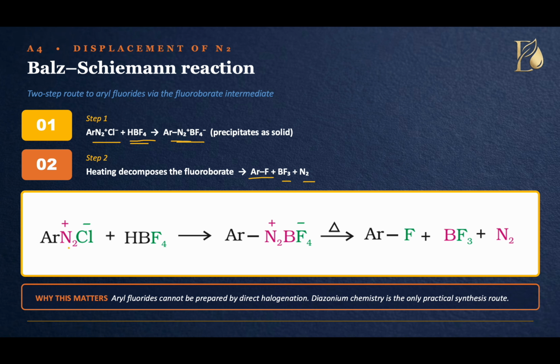So you can see the overall reaction here. Aromatic diazonium chloride on reaction with fluoroboric acid produces the aryl diazonium fluoroborate precipitate, which on heating produces the aryl fluoride, along with boron trifluoride and nitrogen gas. What is the importance of this reaction? Aryl fluorides cannot be prepared by direct halogenation. Diazonium chemistry is the only practical synthesis route for this preparation. Here is the importance of the Balz-Schiemann reaction.